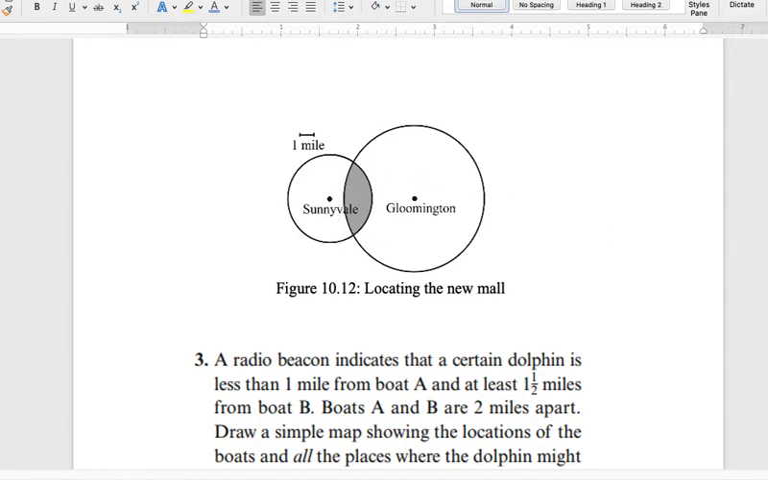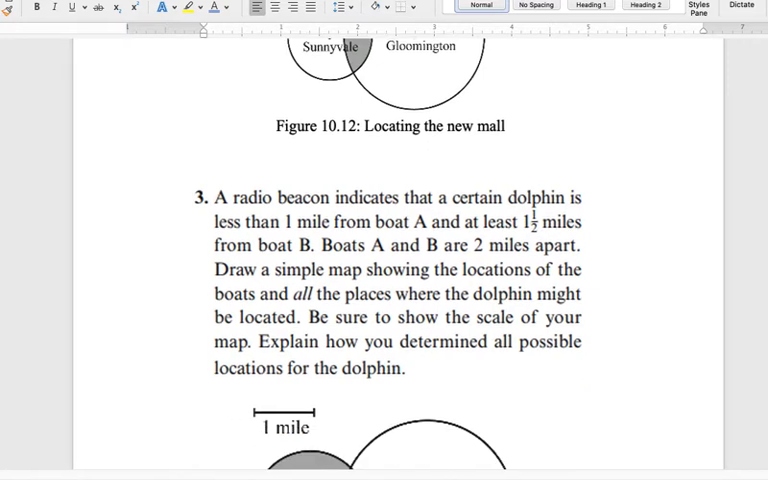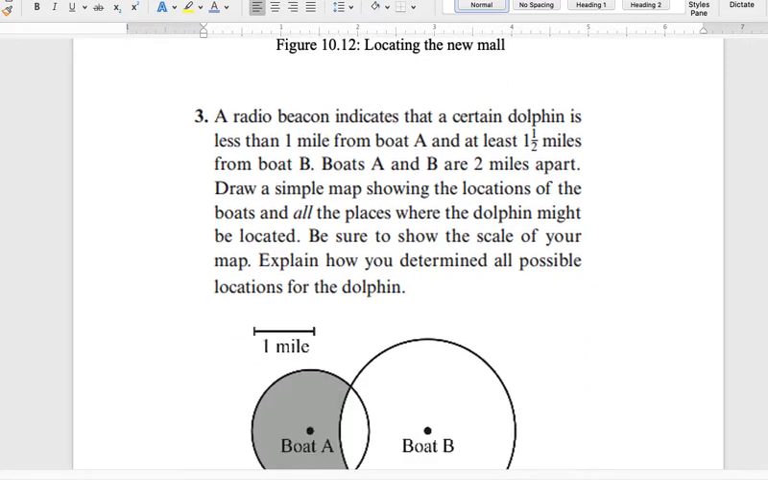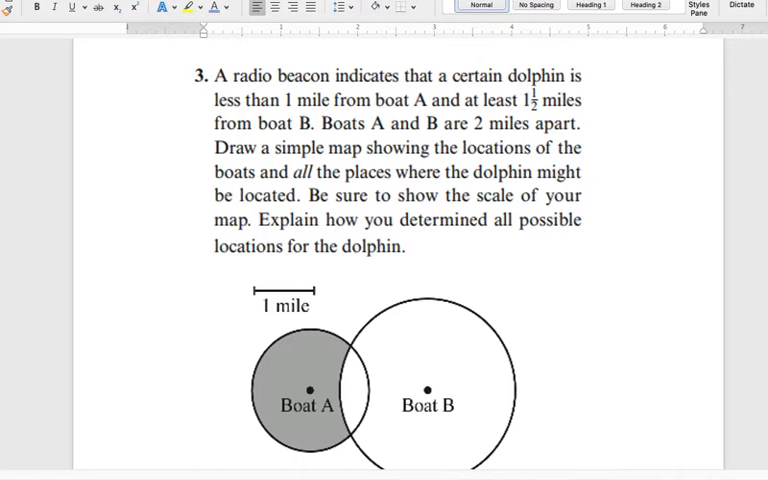Okay, keep going. This is about a dolphin. It indicates that a certain dolphin is less than a mile from boat A and 1.5 miles from boat B. So I would draw around boat A a 1 mile radius, around boat B a 1.5 mile radius. So it's a bigger circle around B, right? They said boat A and boat B are 2 miles apart. Okay, that makes sense. Draw a simple map showing the locations of the boats and all the places where the dolphin might be.